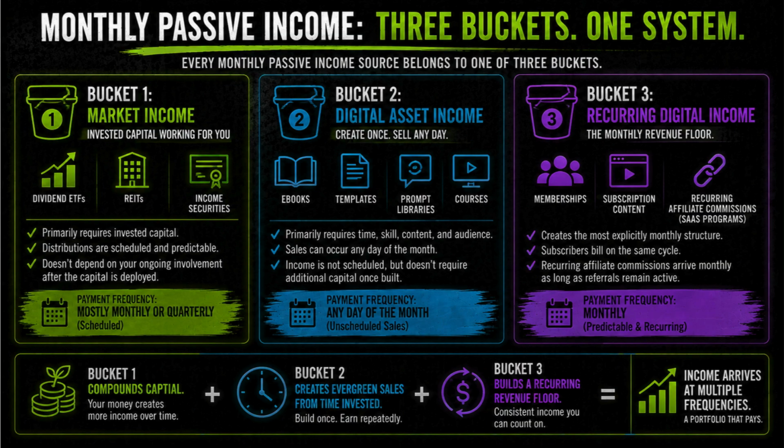Every monthly passive income source belongs to one of 3 buckets. Bucket 1 is market income: dividend ETFs, REITs, and other income-producing securities. This bucket primarily requires invested capital. Its distributions are scheduled and predictable in frequency. The returns don't depend on your ongoing involvement after the capital is deployed.